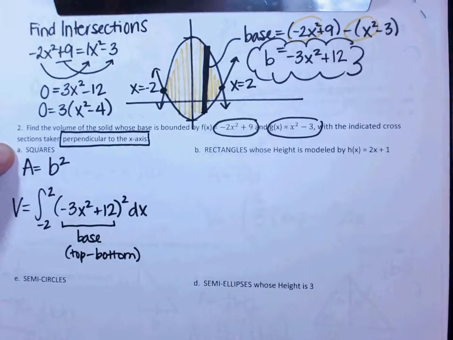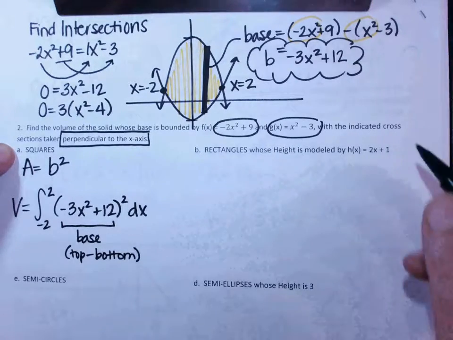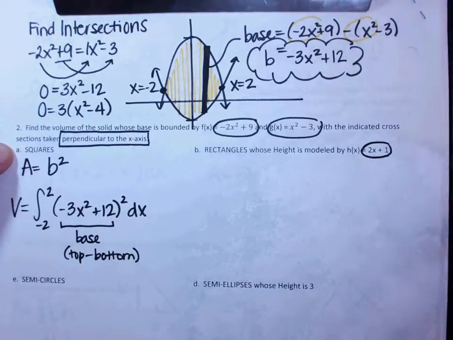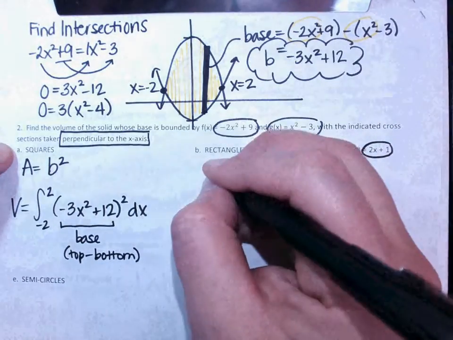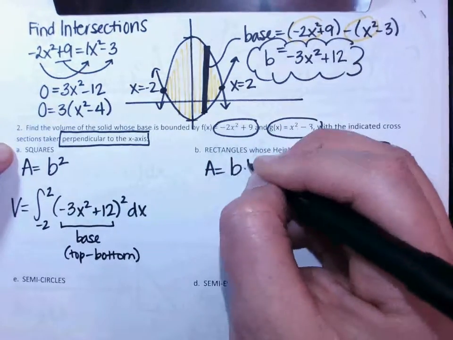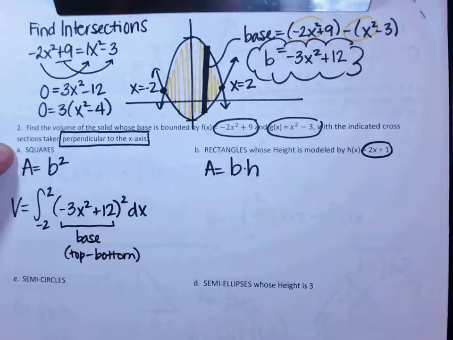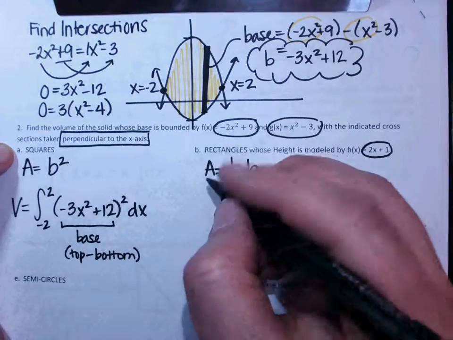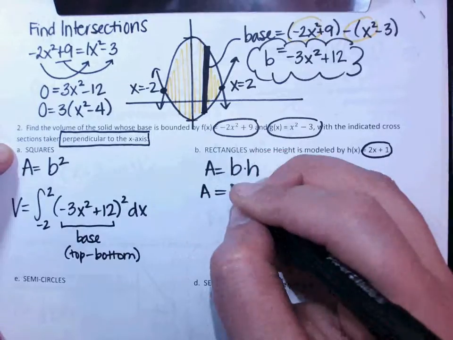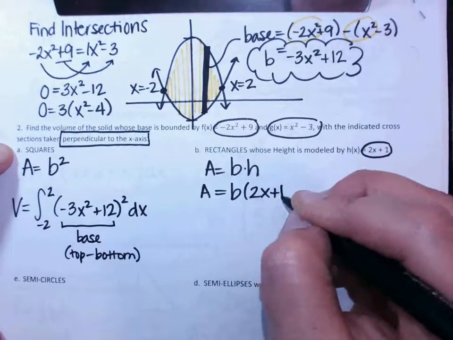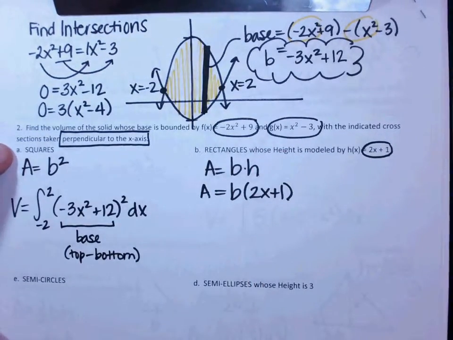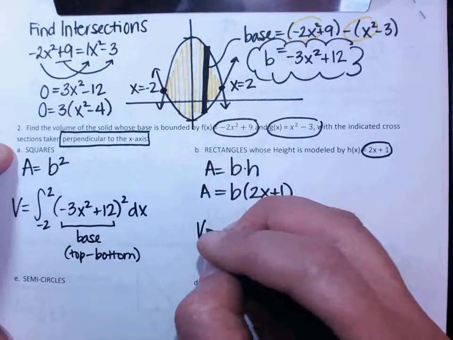Okay? Next one, I want a rectangle, but I want the height to be 2x plus 1. No problem. How do I find the area of a rectangle? Base times height. But what am I going to use for height? 2x plus 1. So it'll be area equals the base times 2x plus 1. And then how do I go from area to volume? I make it an integral.